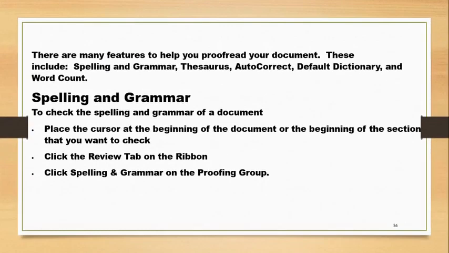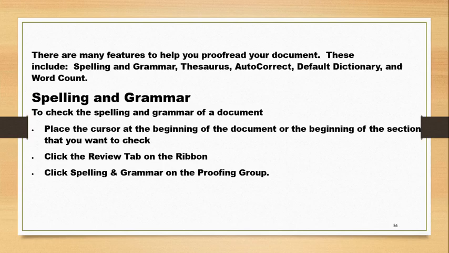There are many features to help you proofread your document. Let's look at proofreading. This is identifying spelling and grammar mistakes. And therefore, in Microsoft Word, you have a variety of features to help you proofread your document. You have spelling and grammar checker. You have thesaurus, autocorrect. You also have default dictionary and word count.